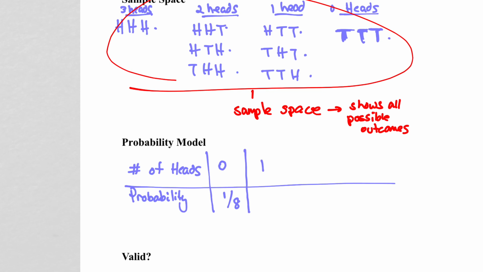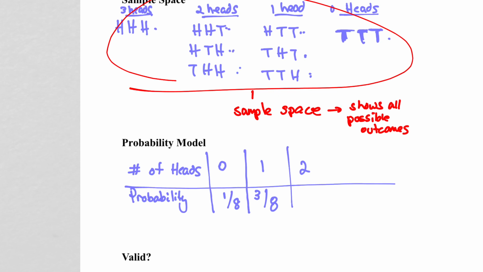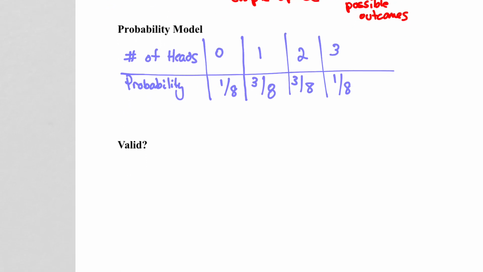We could get 1 head. If we count those up, we got 1, 2, 3 possible outcomes out of 8. We could get 2 heads, and that's 1, 2, 3. That's 3 outcomes out of 8. And then finally, we could get 3 heads, which is just 1 out of 8. So we have our probability model.